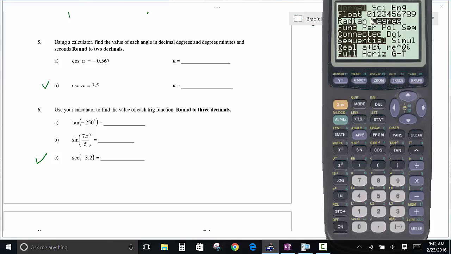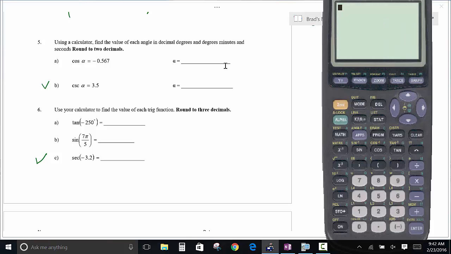So since I'm asking for degrees, you need to be in degree mode, okay? Then how do you do this problem? You're finding the angle alpha, so I go inverse cosine of negative 0.567, like that, then that gives that.